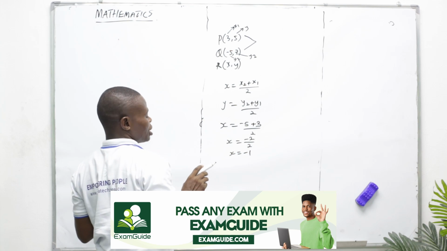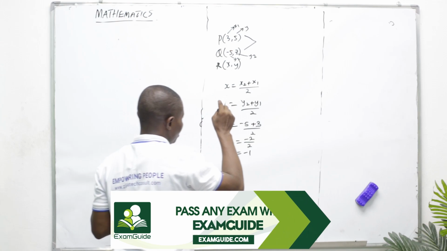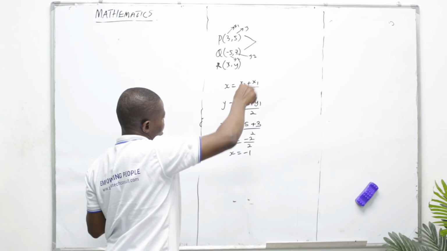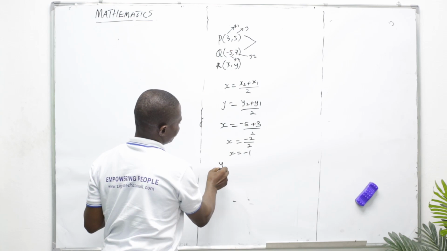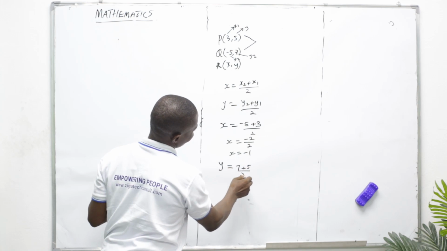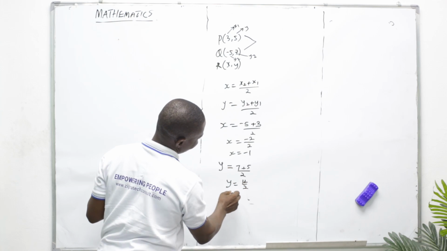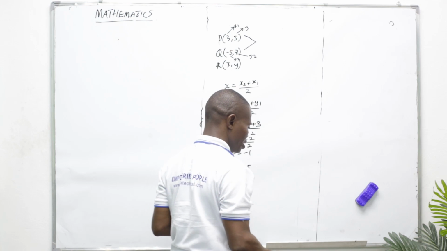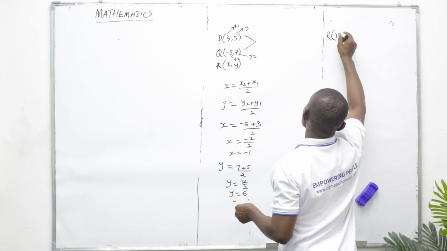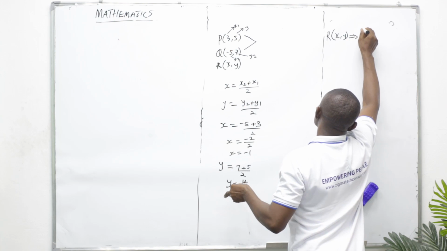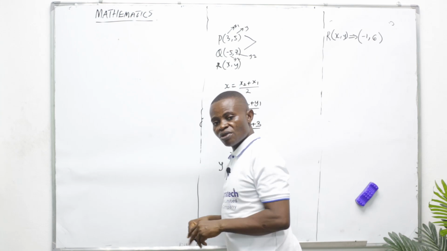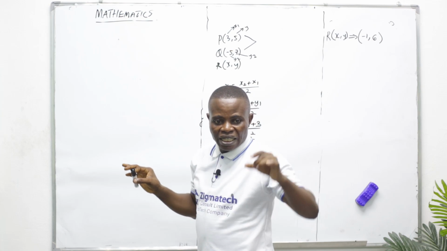Good. Now you have to think about the second coordinate, which is the ordinate side. x is called the abscissa, while y is the ordinate. So y2 is 7, y1 is 5, all over 2. y equals 12 all over 2. y equals 6. You can see it's actually interesting. Therefore, the point R, which is (x, y), implies (-1, 6). You have settled this perfectly. That is the midpoint.